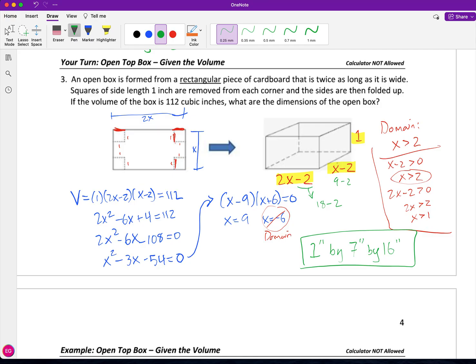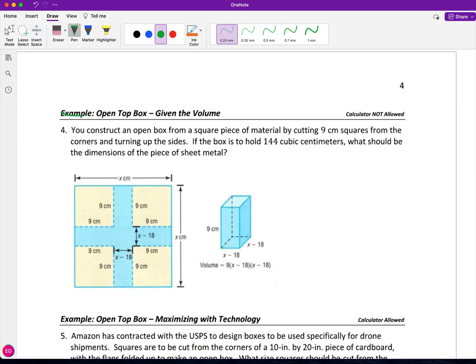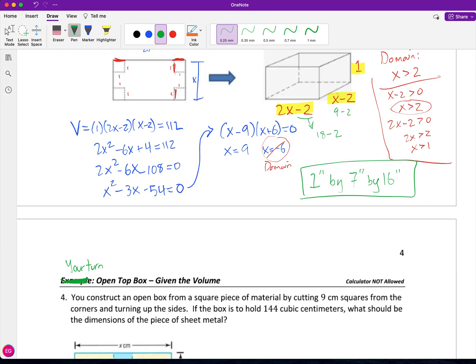So you should try the incorrectly labeled question here. Oh my gosh, I did both of them wrong. This is the your turn. And I did the example. Oh my gosh, what a bad typo. You're going to have to fire me.